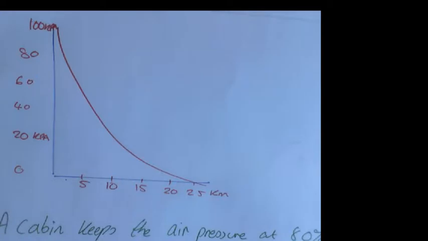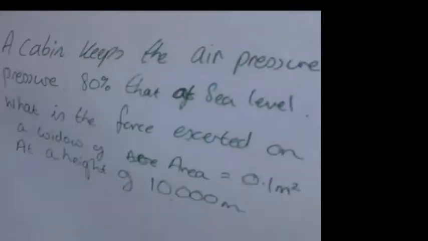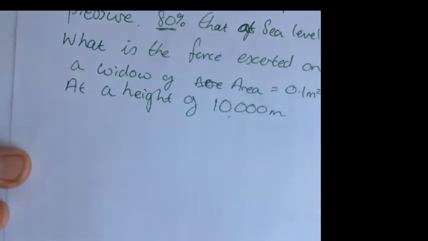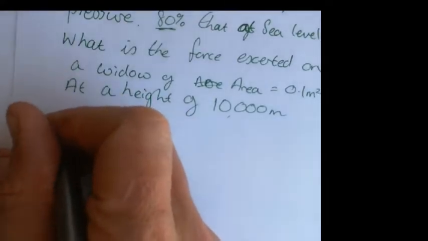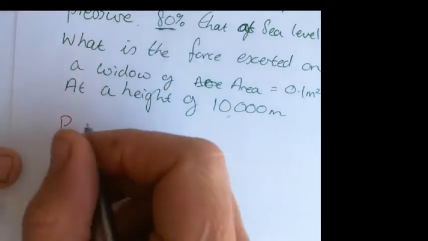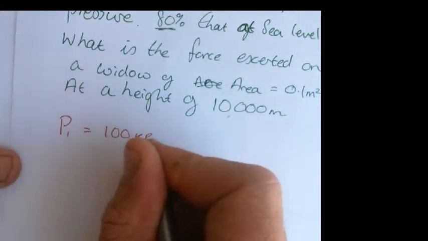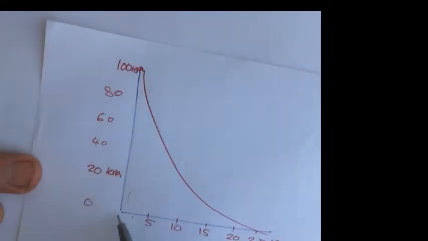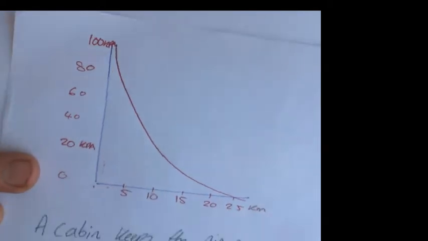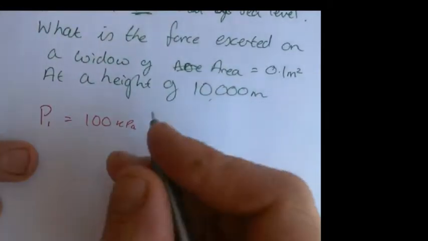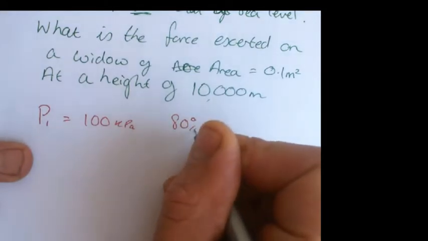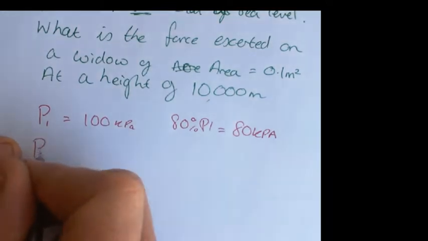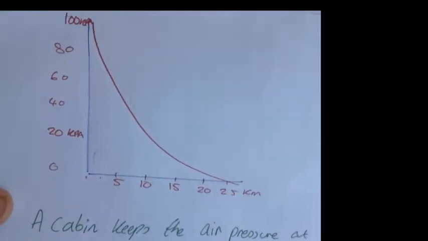Well, let's break it down. The first thing we need to know is what is 80% of sea level. So I know what my pressure 1 is. I know that at sea level the pressure is 100 kilopascals, and I could read that off my graph here: 0 height, 100 kilopascals. So therefore I know that 80% of P1 equals 80 kilopascals.